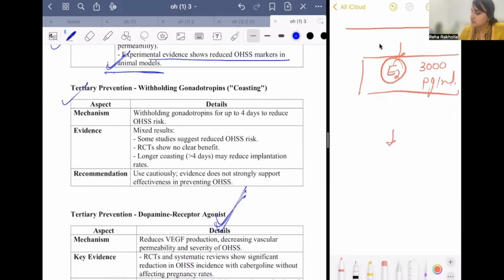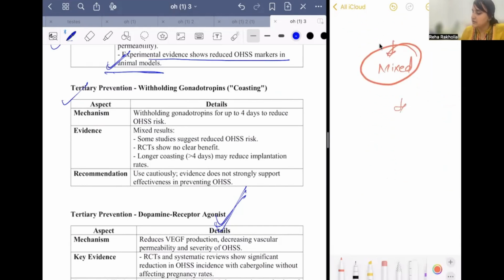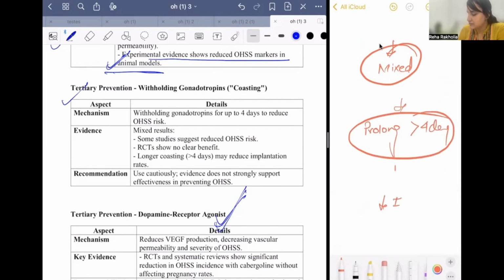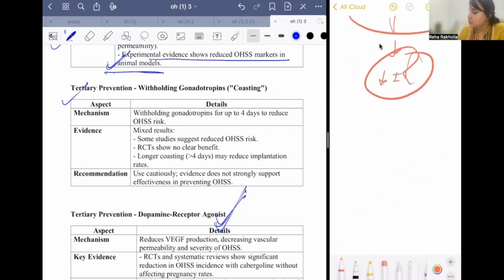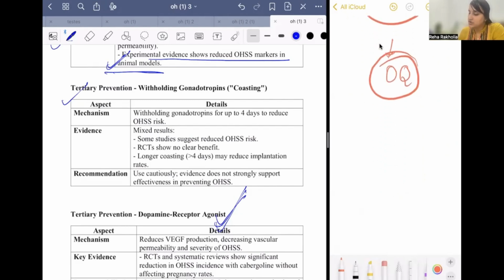However, studies on coasting show mixed results. Some researchers indicate that coasting can successfully reduce OHSS risk, while other studies show no such difference. Additionally, if you prolong coasting by more than 4 days, it has been linked with lower implantation rate, possibly due to an effect on oocyte quality. Because of this, coasting is used cautiously and is not the first line approach unless there are clear indications of excessive ovarian response.